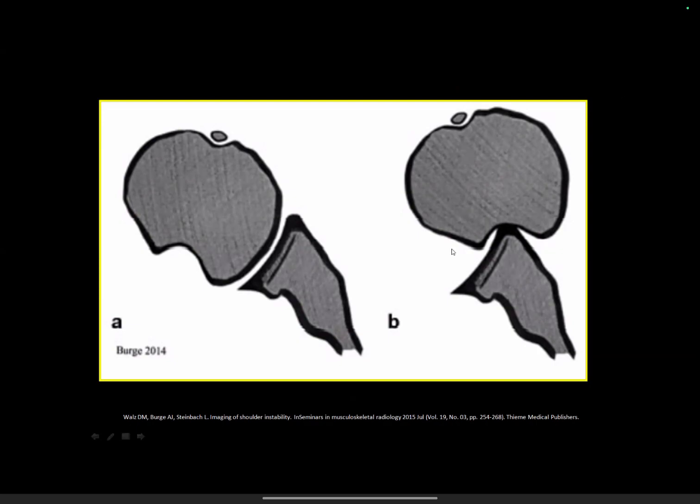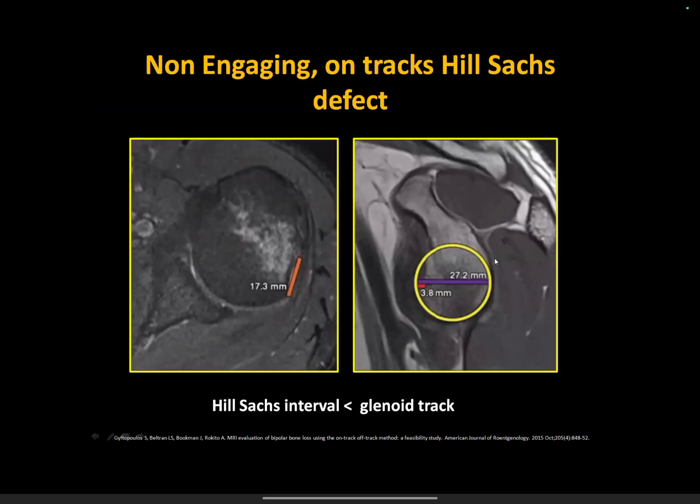And basically the patient will keep having recurrent dislocation. It moves and it will move back. It will move forward and it will move back. And each time, it can result in further injury and labral lesions.